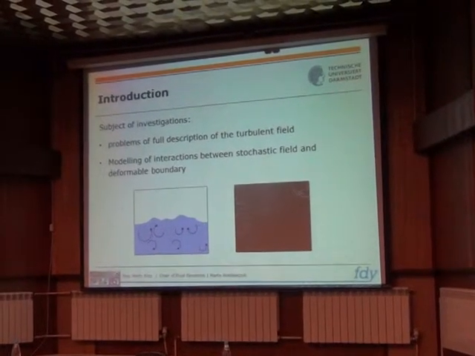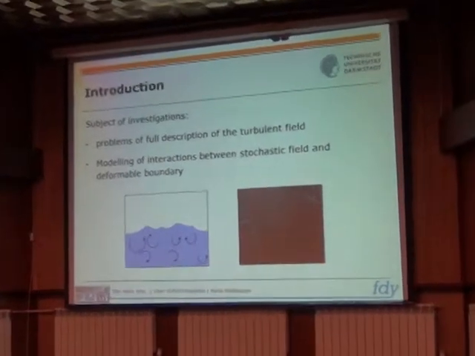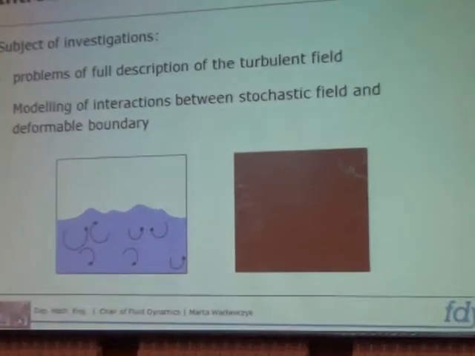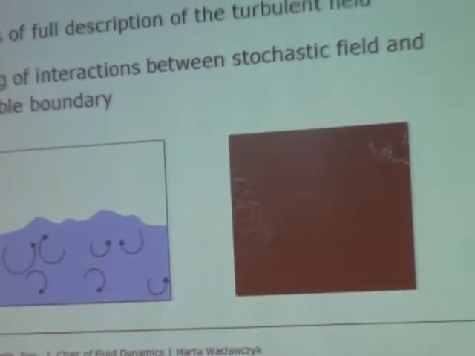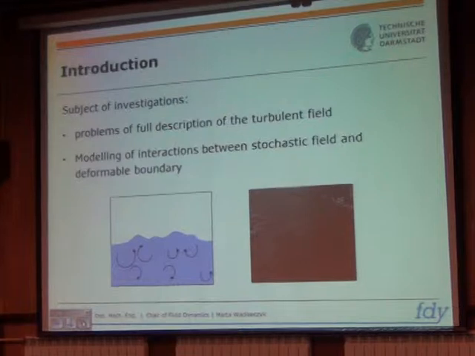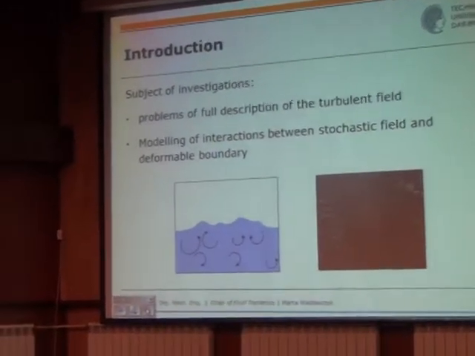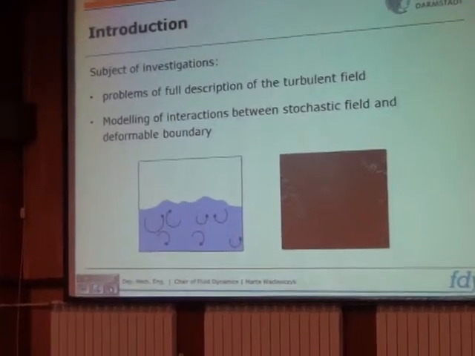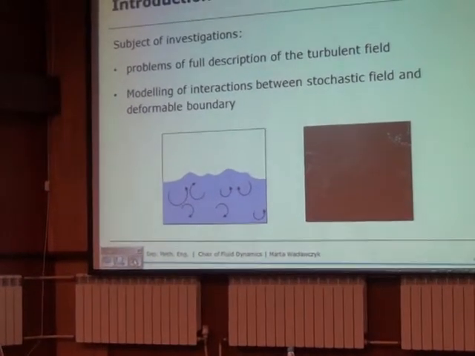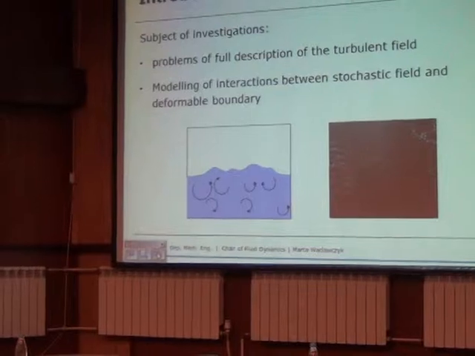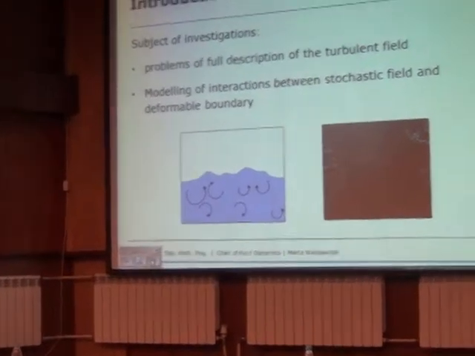When we treat turbulence as a stochastic field, there is a question of how to fully describe turbulence in the statistical sense. And the second, how to model the interaction between a stochastic field and some deformable boundary. Here, some work has been performed devoted to the interaction between turbulence and the interface between air and water.